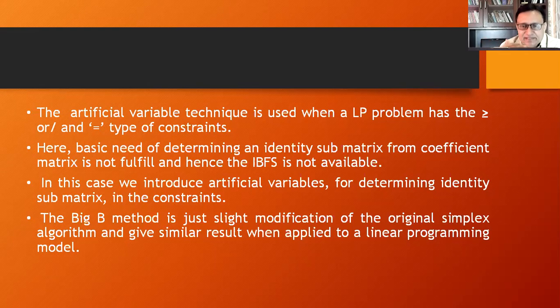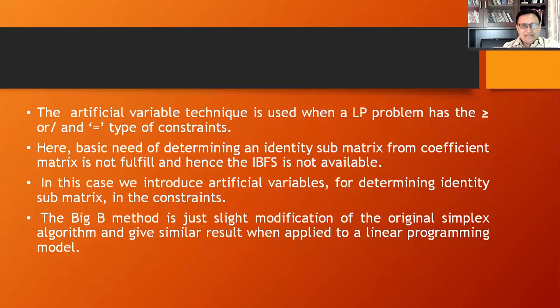So here is the basic need for why artificial variables are introduced: the coefficients of the constraints, when they form a matrix, don't form the unitary matrix or identity matrix. So the basic need of determining an identity submatrix from the coefficient matrix is not fulfilled. Hence the initial basic feasible solution is not available. So in that case, we have to introduce artificial variables, and whenever the artificial variables are there in our basic feasible solution, we have to use the Big M method or two-phase simplex methods. So artificial variables are basically used to form an identity submatrix in the constraints.